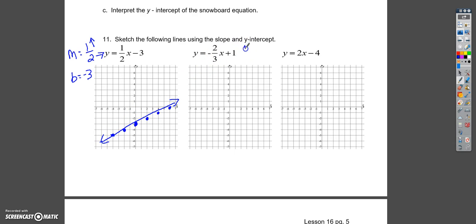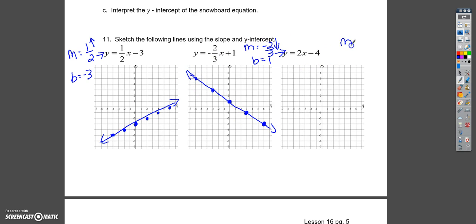And then you can draw your line. So here, slope is -2/3. Our y-intercept is 1. So we're going to start at 1, and we're going to go down 2 because it's negative, and right 3 because it's positive. Put a dot. We can go back and do the opposite, up 2 and left 3. And then you can draw your line.